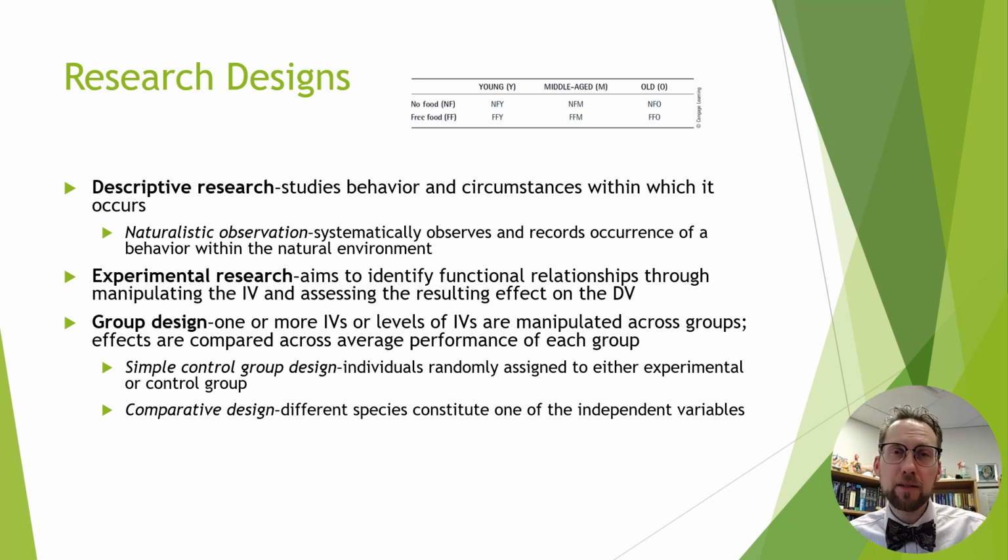You have an experimental group and a control group, and you randomly assign people. Basically a coin toss. Flip it, you go experimental, you go experimental, you go control, you go experimental, you go control, etc. Right? So that's it. And then you have comparative designs, which are interesting, and we'll talk a little bit about that near the end of the course.